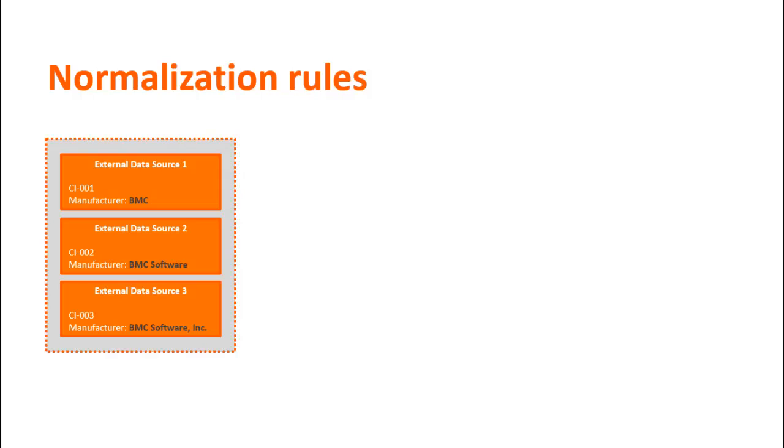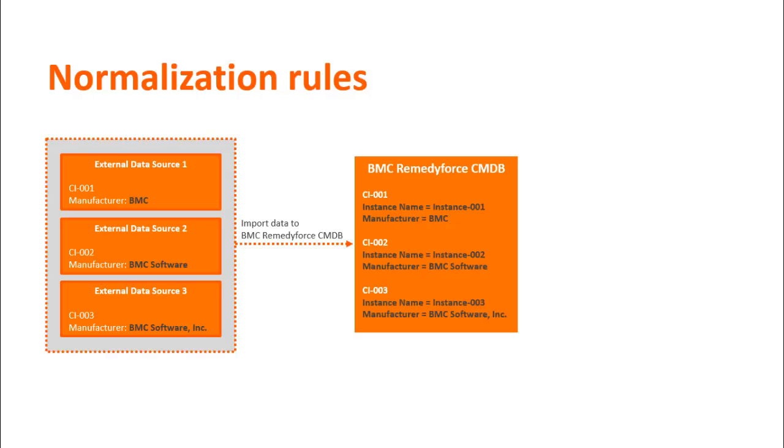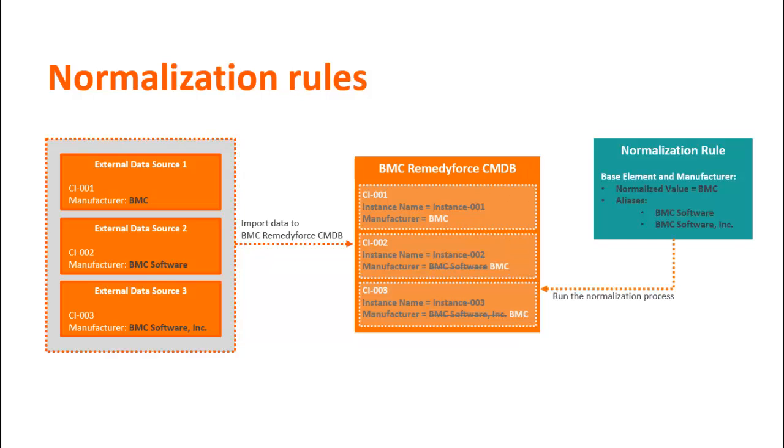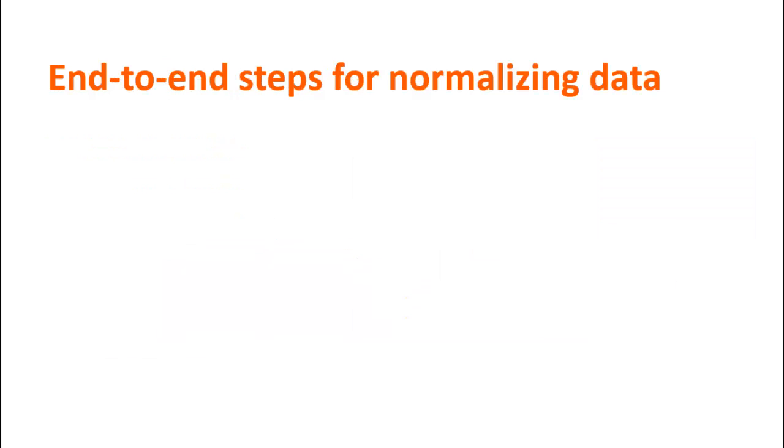Consider CIs from 3 external data sources that use different names for one manufacturer. You import CIs from all these external data sources. This results in inconsistent data in BMC Remedyforce CMDB. You can create a normalization rule to define one manufacturer name as a normalized value and the other 2 names as aliases. When you run the normalization process, the 2 aliases are replaced with the normalized value, ensuring that your data is consistent. Next, let's look at the end-to-end steps for normalizing data.